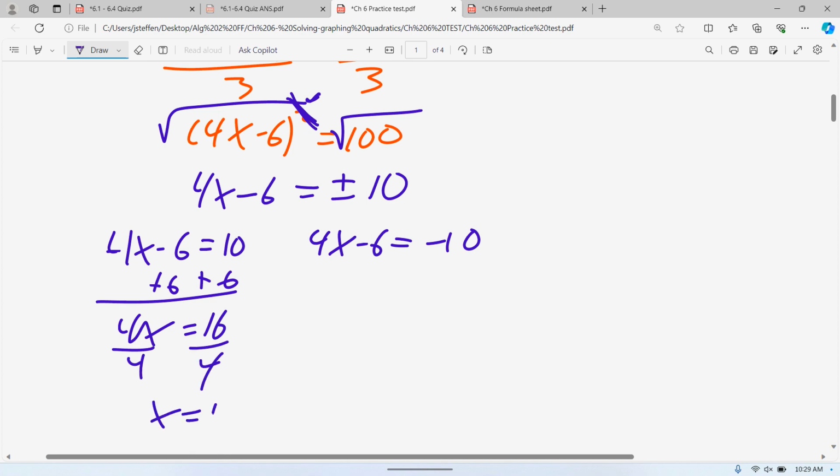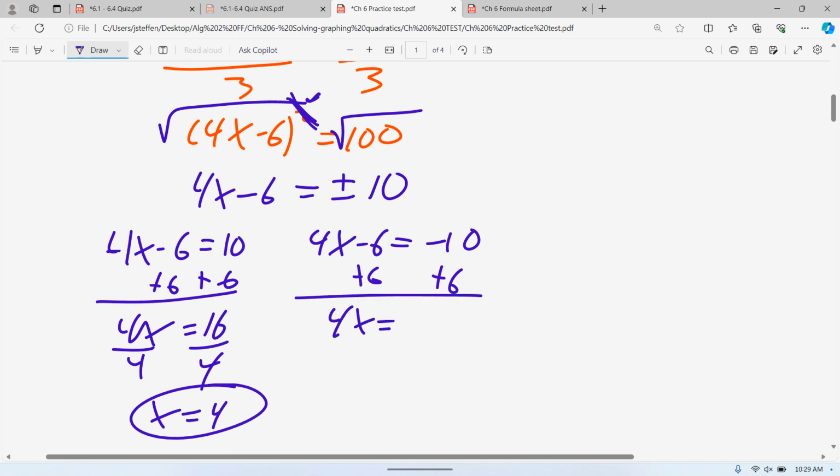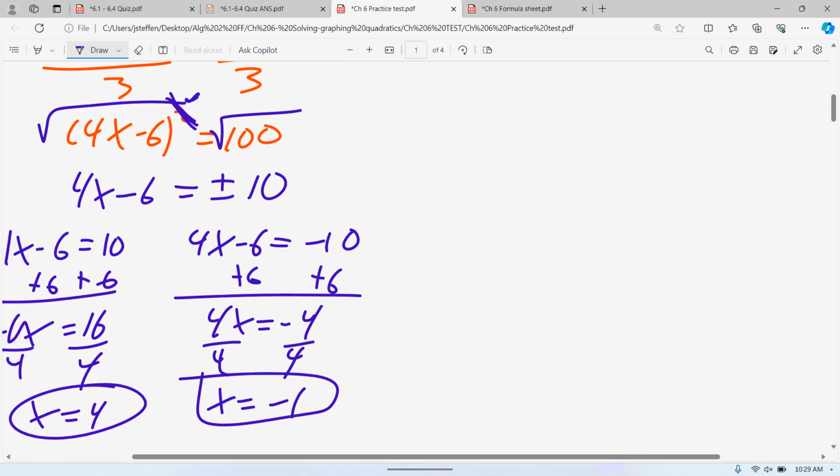x is equal to... plus 6. 4x is equal to negative 4. Divide both sides by 4. You get x is equal to negative 1. Remember, you could plug those in.